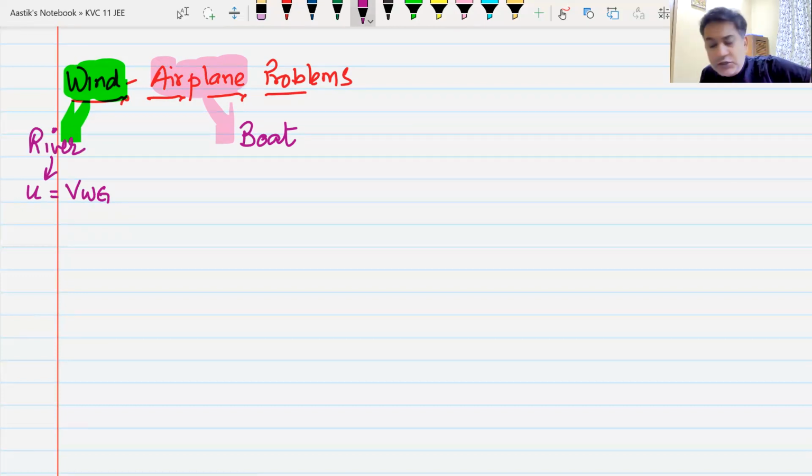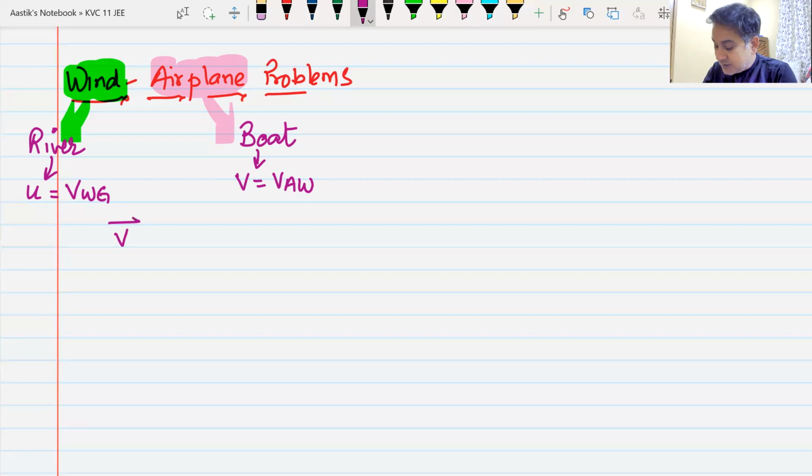There you are given the velocity of boat with respect to river. Here you will be given what? V, which is the velocity of airplane with respect to wind. Airplane moves in wind. Do we understand this? Yes or no? So these problems are exactly similar.